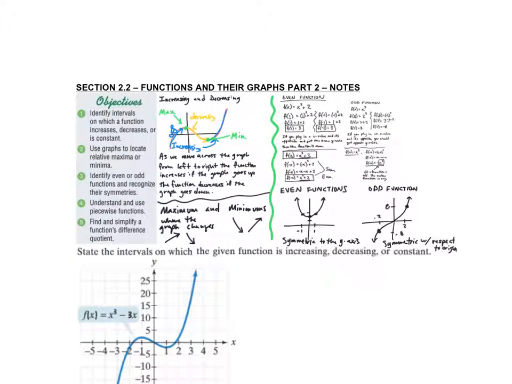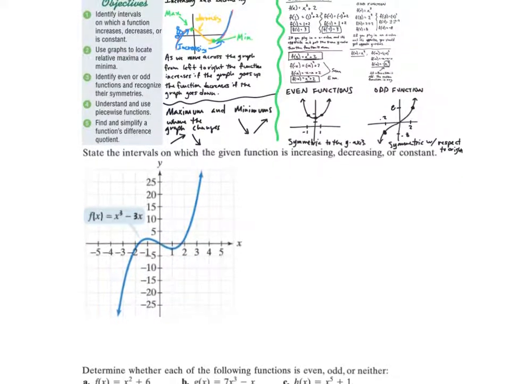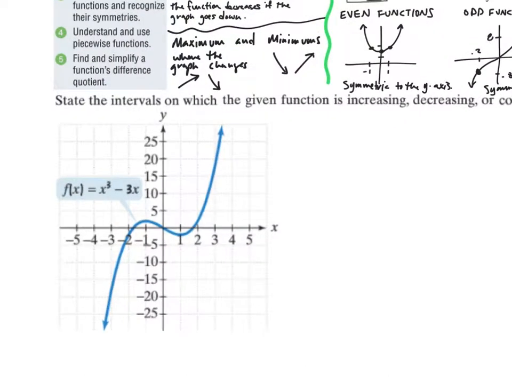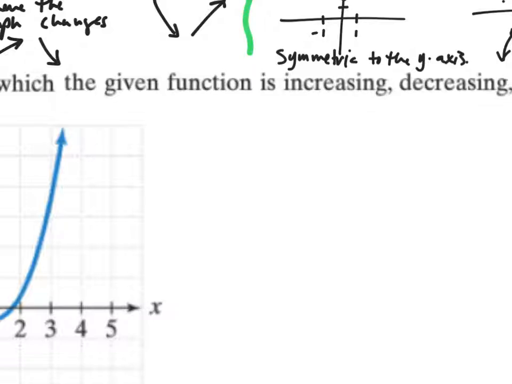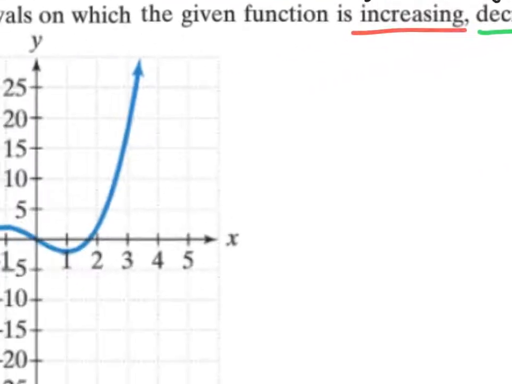We'll talk about piecewise functions on the next page, but let's go ahead and do these practice problems real quick. State the intervals on which the given function is increasing, decreasing, or constant. Increasing, I'm going to color that in red. Decreasing, we're going to color that in green. And constant, we would color that part of the graph in yellow. Constant means that it just goes straight across.